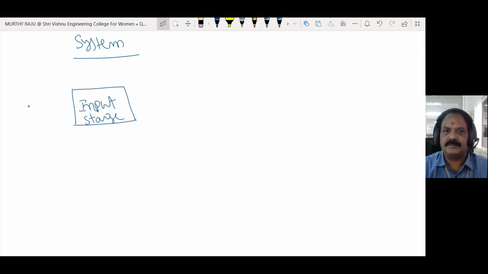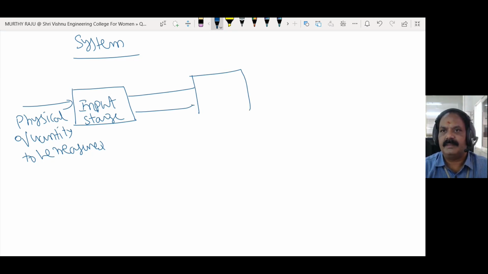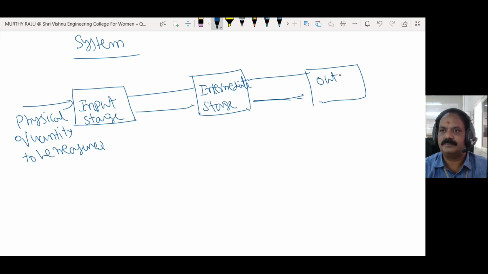Input stage. Physical quantity to be measured. This one is the intermediate stage. This one is the output stage. These are the transmission lines.